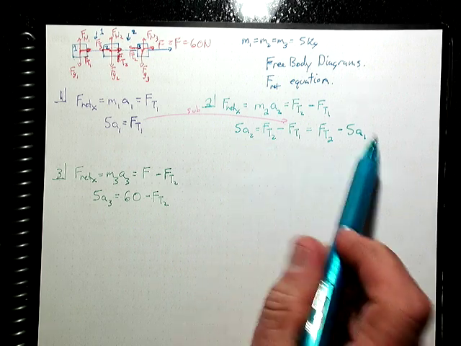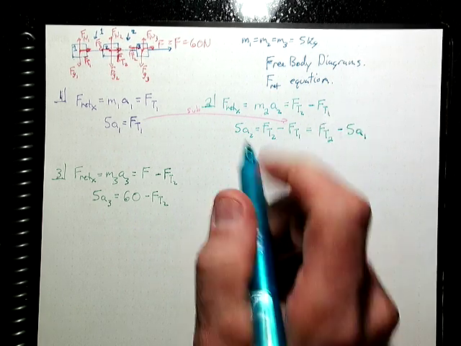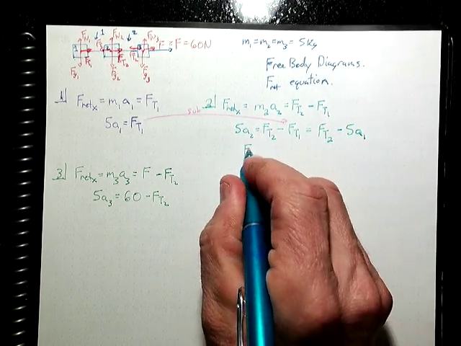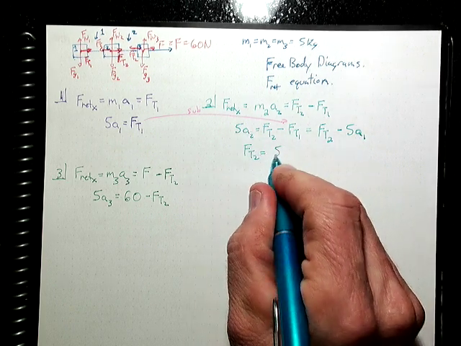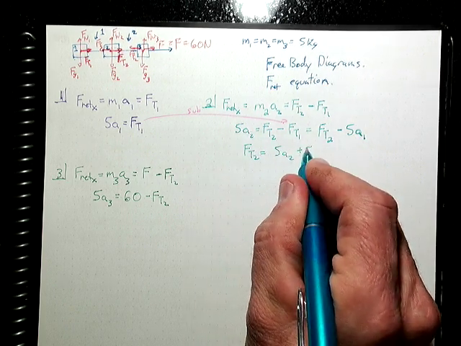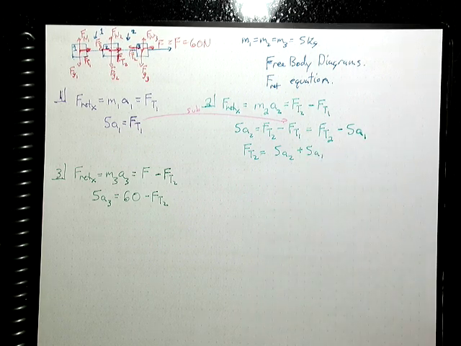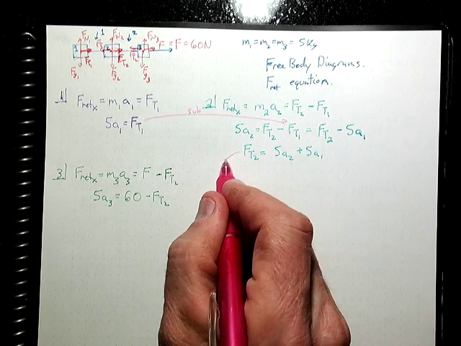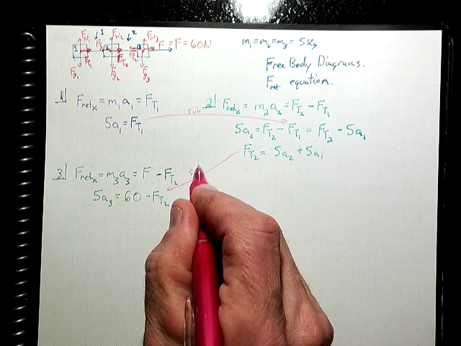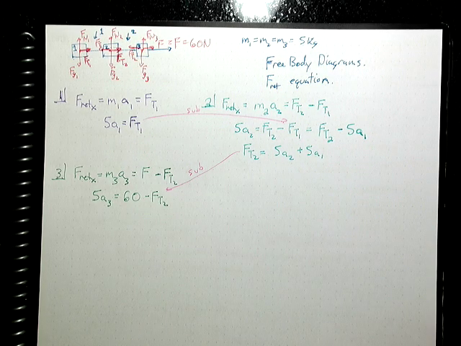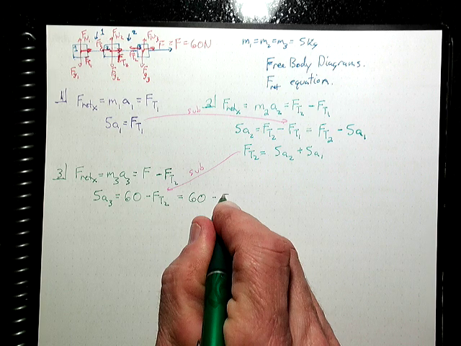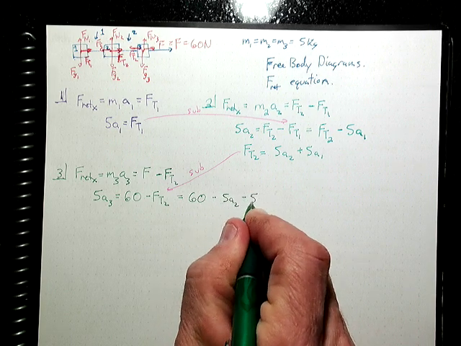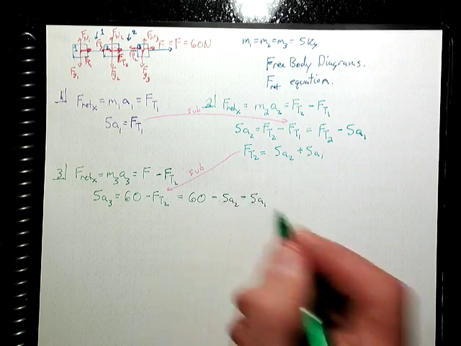Well, if I go up here, I can solve for FT2. I get that FT2 is equal to 5a2 plus 5a1. So I can take this and substitute it into there, and this would give me 60 minus 5a2 minus 5a1.